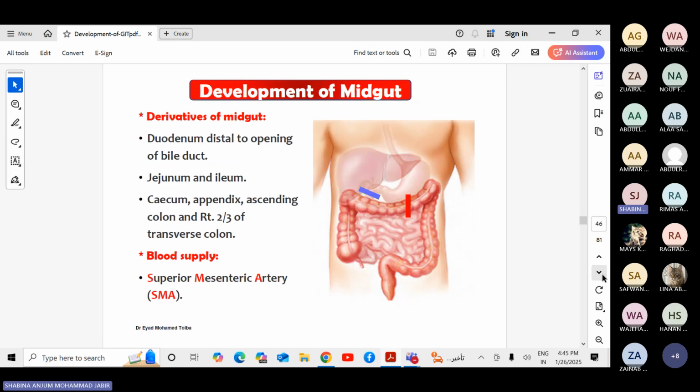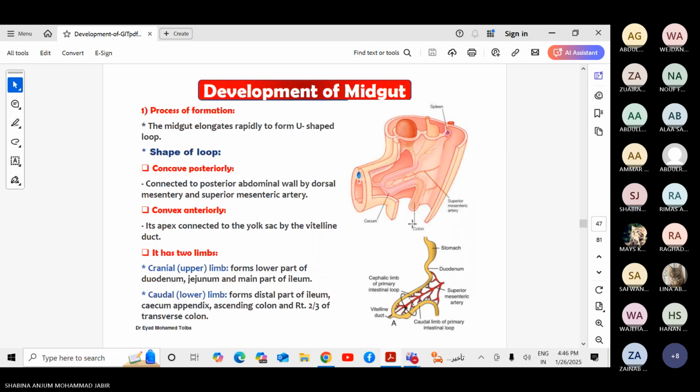Okay, so here we have now the midgut. What are the parts developing from the midgut? Yes, the duodenum distal to the opening of the bile duct. Then we have the jejunum, ileum, cecum, appendix, the ascending colon, and the right two-third of the transverse colon. We have the superior mesenteric artery. So the midgut will elongate.